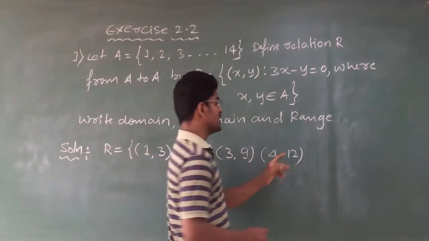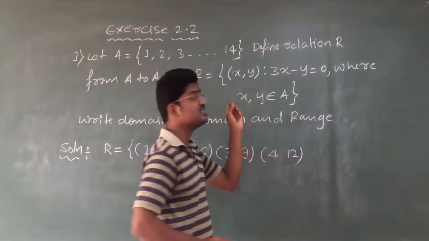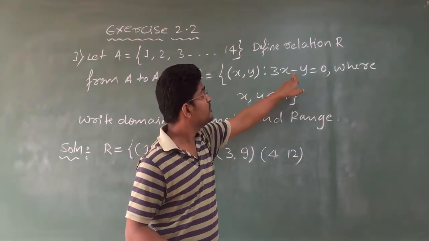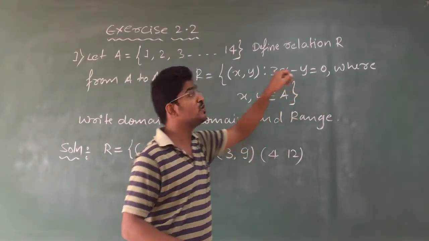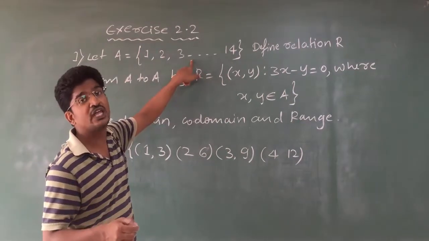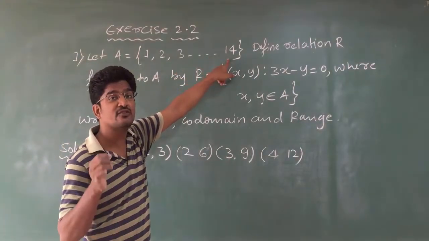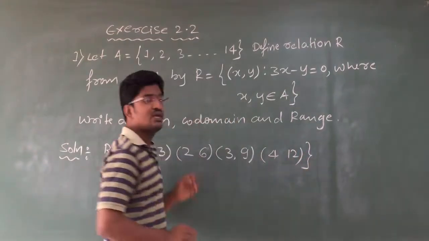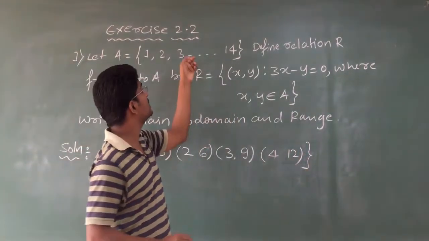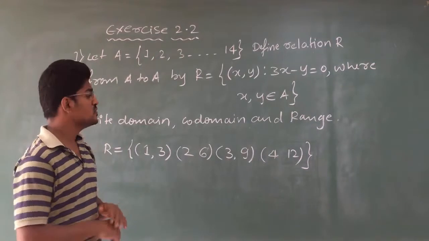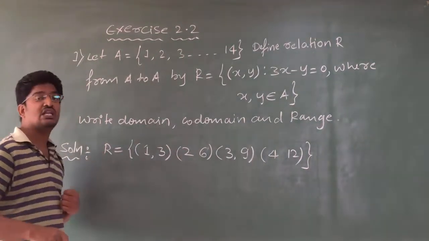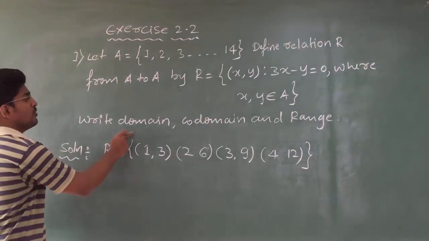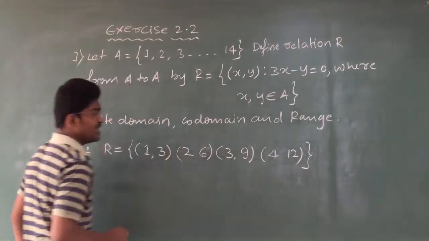Suppose if I take x value as 5, what are you going to get? 3 into 5, 15. 15 minus 15 is going to be 0. But here there is no 15. Your set ends at 14. So that's why 15 is not in your set, and I can't take 5. Clear? So therefore this is your relation R. Clear? So from this we shall write domain, codomain and range.